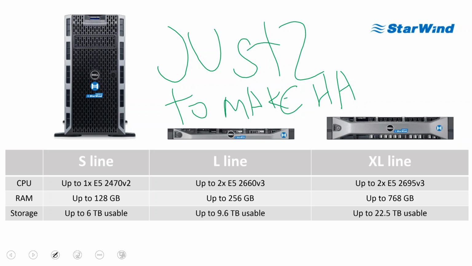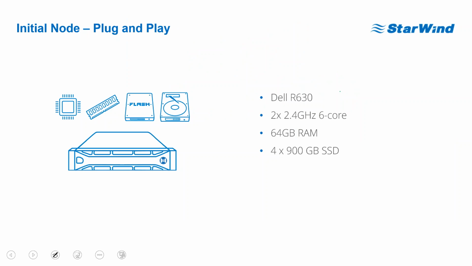So, back to the differentiators. Let's say we've got our initial node. We've got a 1-unit server with 2 6-core CPUs, 64 gigs of RAM, and 4 times 900 gig SSDs.